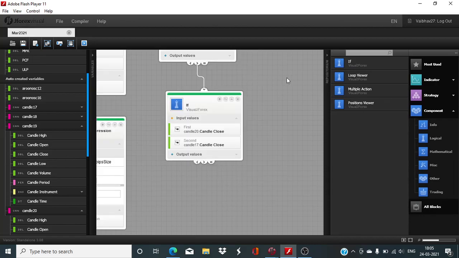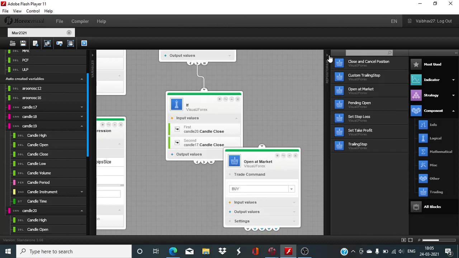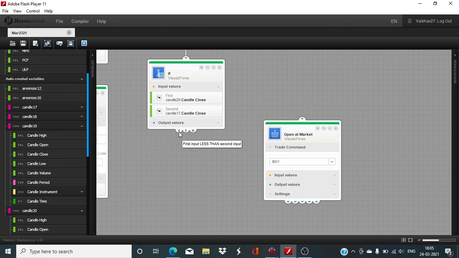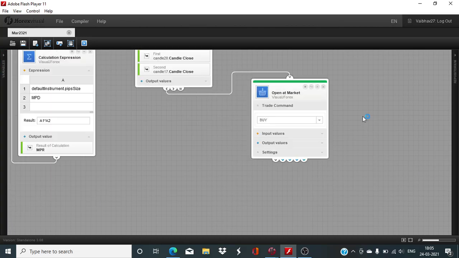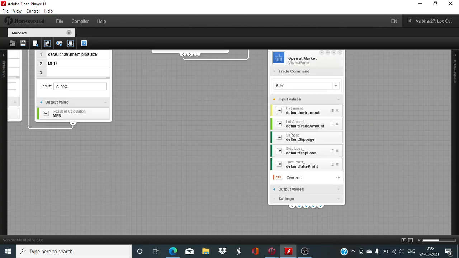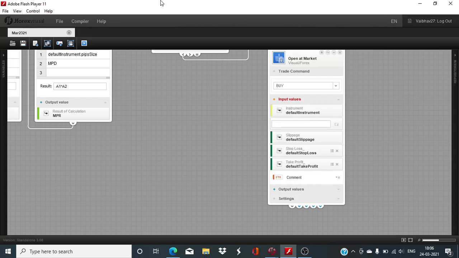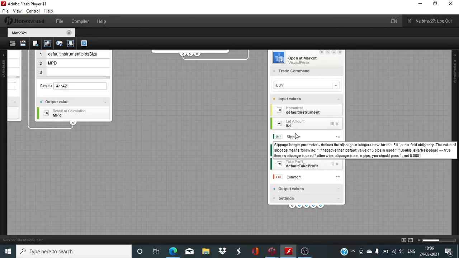that market block, trading block. This will be a buy trade. Here first input less than second input, and we have to define these input parameters. Default instrument will remain GBP/USD. Trade amount, this you should define as per the equity of your account. Slippage, I think 2 pips should be good enough.